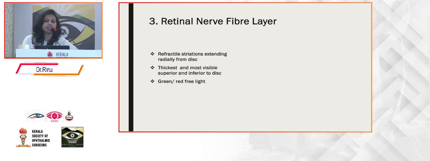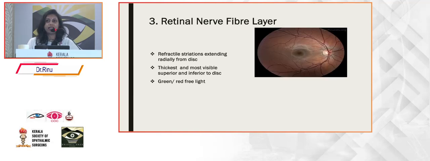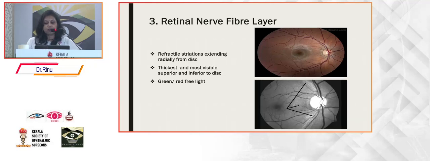The next one is the retinal nerve fiber layer. They are nothing but refractive striations extending radially from the disc. They are thickest and most visible superior and inferior to the disc. So when we visualize them in a red free filter or a green filter, they are seen as white lines against a dark background because these thicker striations reflect the maximum amount of light.